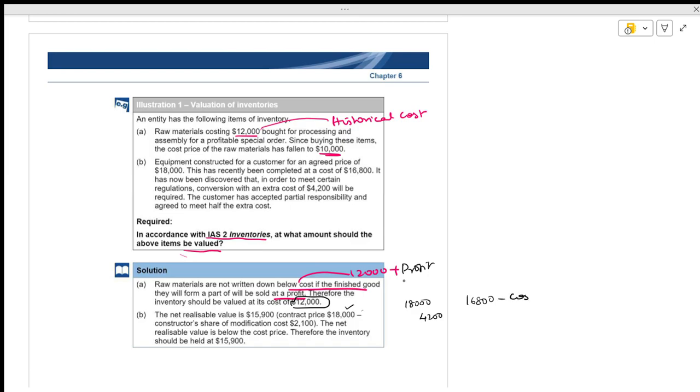This is the cost to complete. How much is there? 6,000. How much has the customer agreed to pay? The customer has agreed to pay only 2,100. Okay, 2,100. Fine.